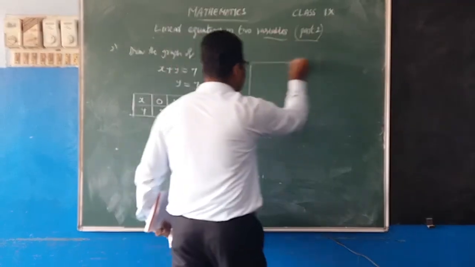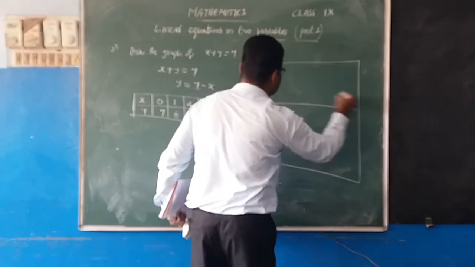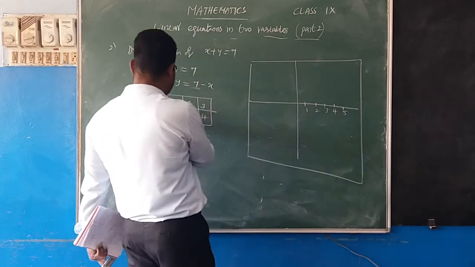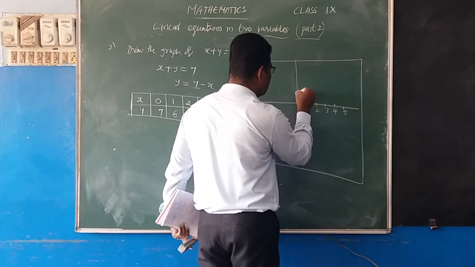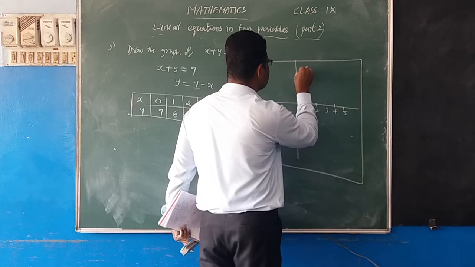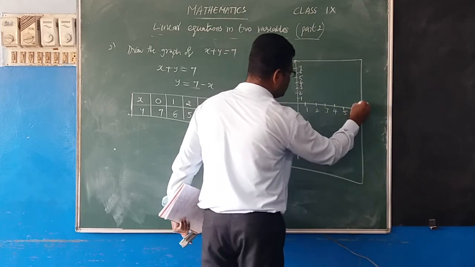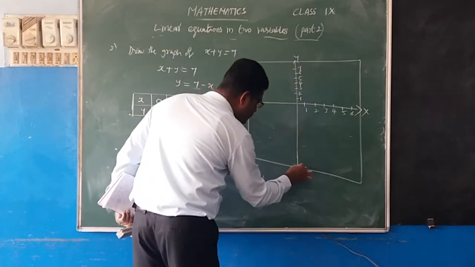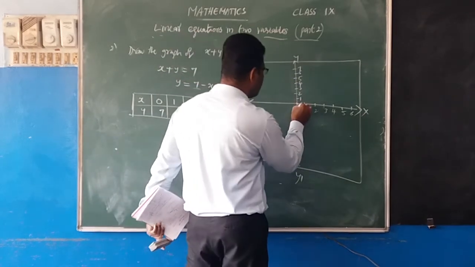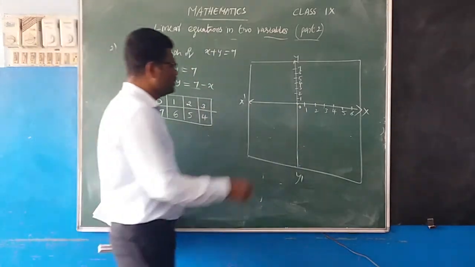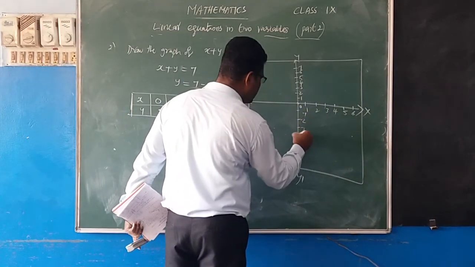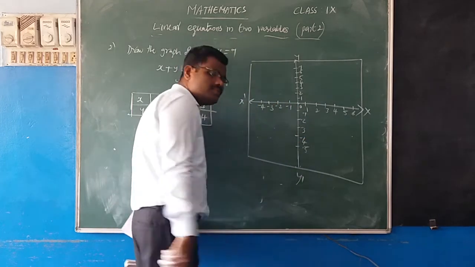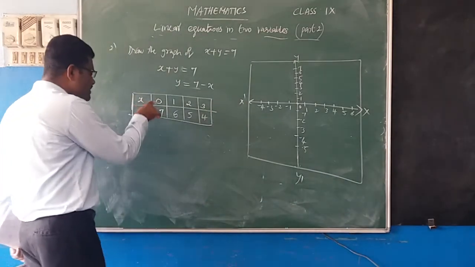Suppose this is the Cartesian plane. 1, 2, 3, 4, 5. The maximum point on the y axis is 6, then 7. This is the x axis, x dash, and the y axis, y dash. So this is the origin. Then minus 1, minus 2, minus 3, minus 4, minus 5 on each side. Now x is 0, y is 7.